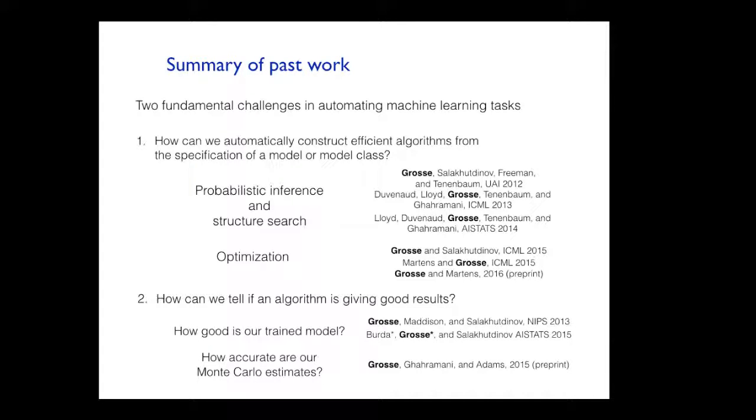The second fundamental problem is how can we tell if an algorithm is giving good results? If we want to hand over control to a black box, we at least want to be able to measure if it's doing the right thing. And so I've talked about this both for evaluating likelihoods of Boltzmann distributions, and also for evaluating the accuracy of Monte Carlo estimates of the marginal likelihood.